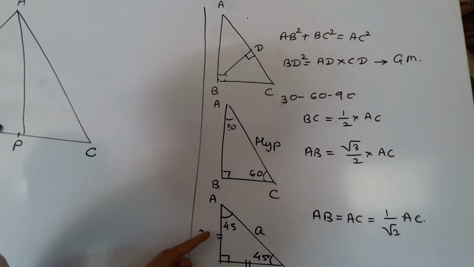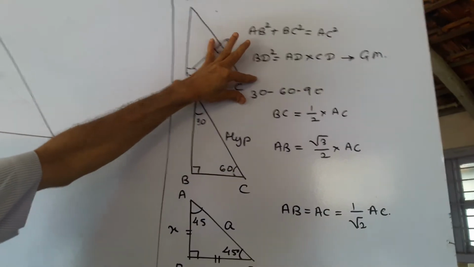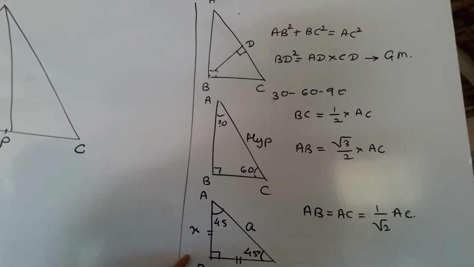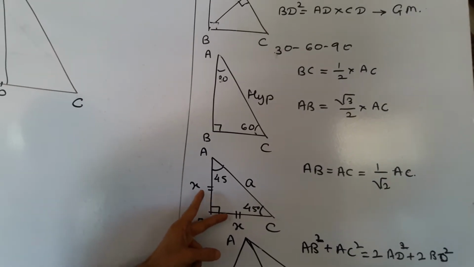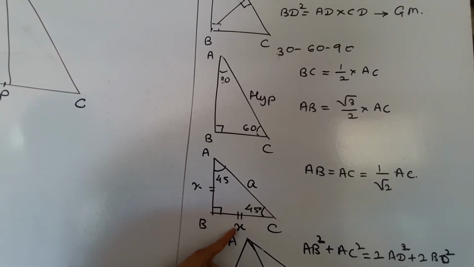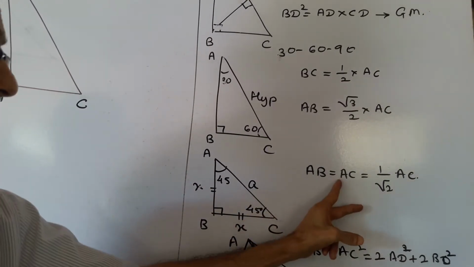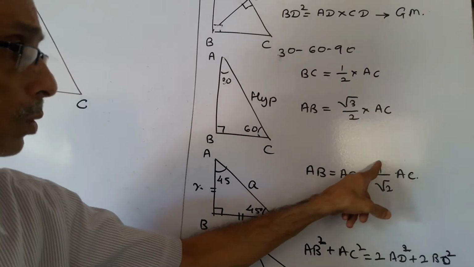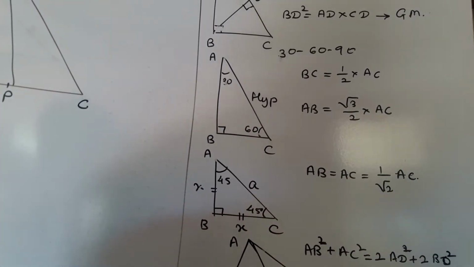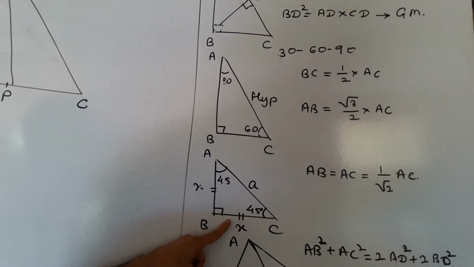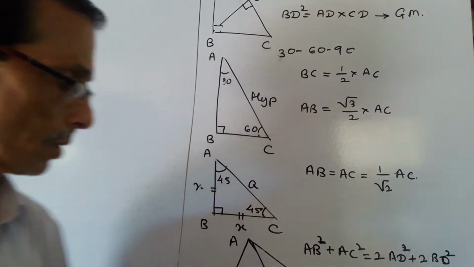But at the same time, as there is a theorem for 30, 60, 90, there is also a theorem for 45, 45, 90. And 45, 45, 90 means this is an isosceles triangle. We know in isosceles triangle, the two sides are equal. So any one of the sides, let us take AB or BC, both are equal. Each side is 1 upon root 2 into AC, into hypotenuse. In other words, side opposite to 45 degree in right angle triangle is 1 upon root 2 into hypotenuse.